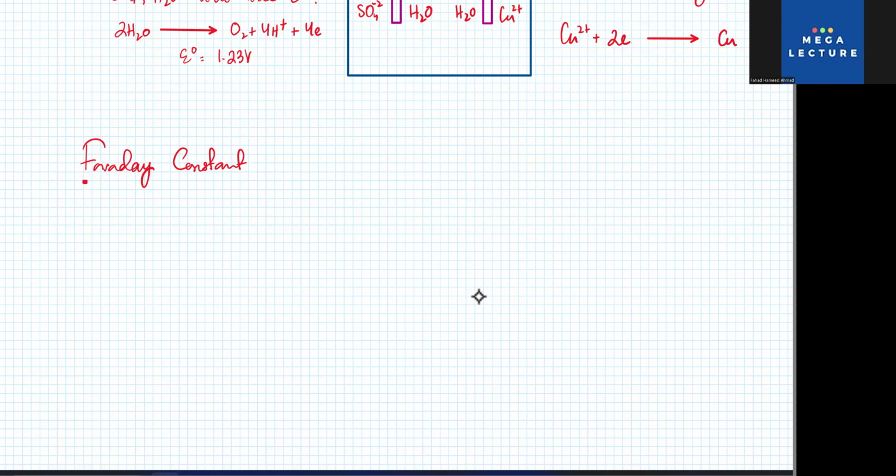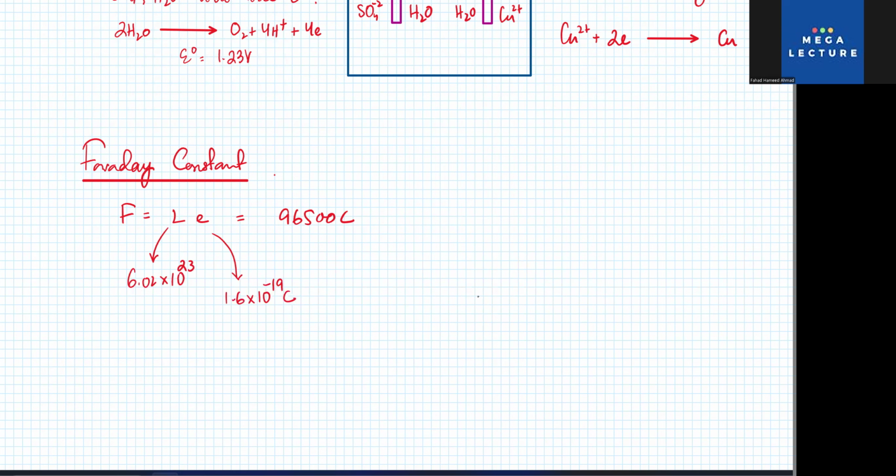So the Faraday constant is known as F. There's a formula which is F is equal to LE, and it has a value of 96,500 coulombs. That's the charge. The Faraday constant is the charge. L is Avogadro's constant, that's 6.02 times 10 to the power 23. And E is the charge on the electron, that's 1.6 times 10 to the power minus 19 coulombs.